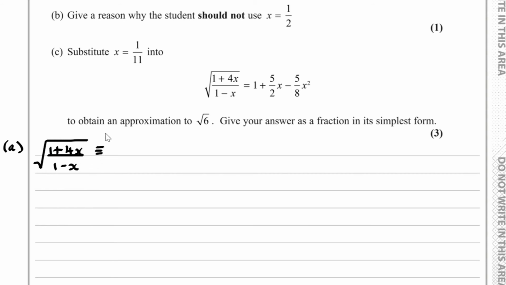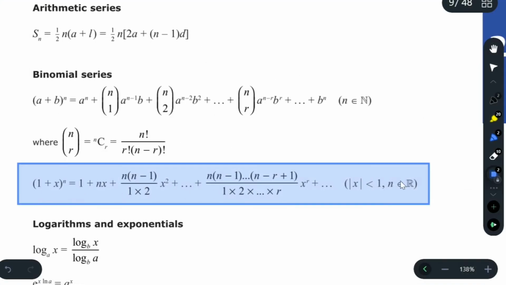as (1 plus 4x) to the power of 1/2 multiplied by (1 minus x) to the power of negative 1/2. And we deal with these separately. Now, the formula for the binomial series is shown here.